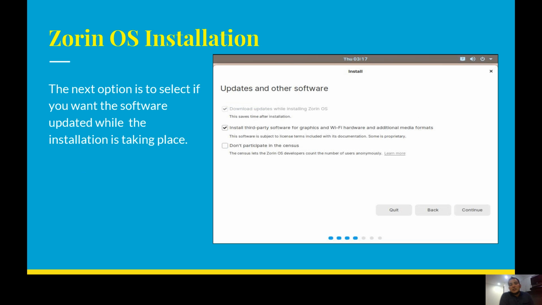The installation will ask if you want to update it while you're installing. It is there by default. You cannot remove it. And then it will ask if you want third-party graphics or Wi-Fi hardware to be installed. Then you can choose to continue.